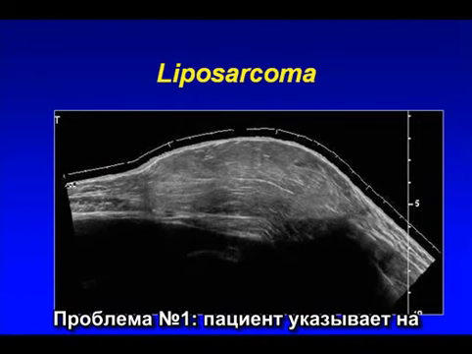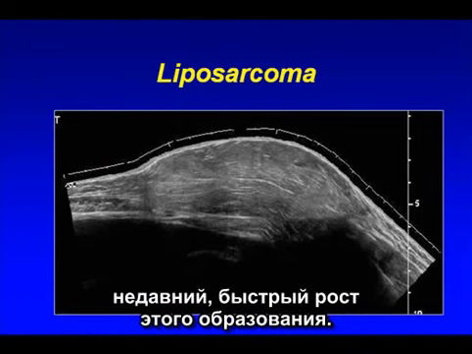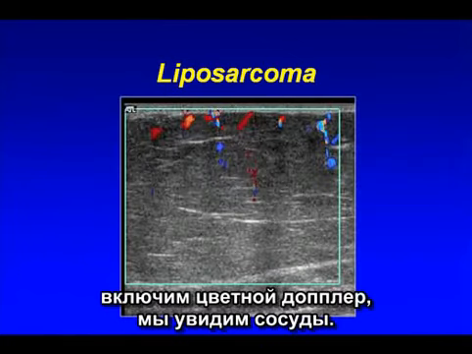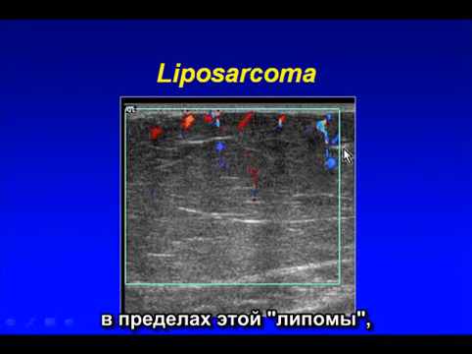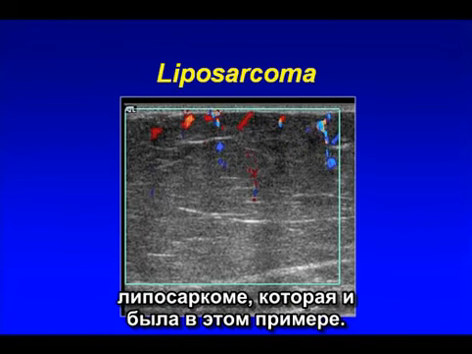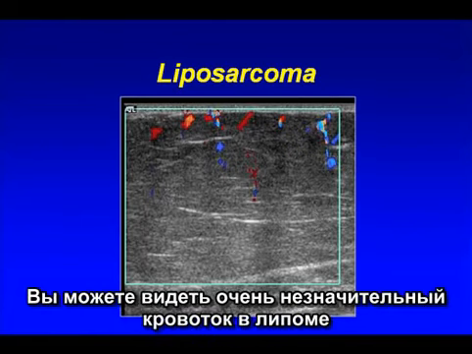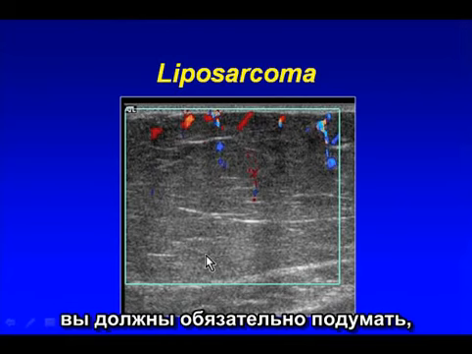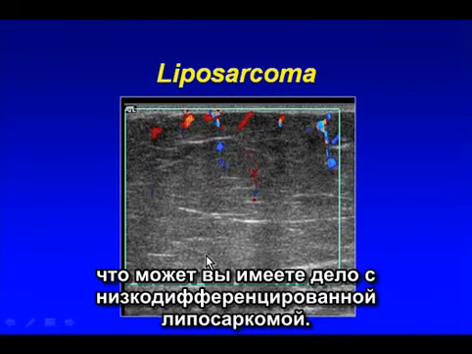Number one is that the patient said it had recently been growing very rapidly. And the second thing is that when we put the color Doppler on, we saw vessels, kind of irregular vessels within the lipoma, which made us think more that it was a liposarcoma, which is what it turned out to be. So you may see a dot or two of flow in a lipoma, but if you see this sort of neovascularity within it, you really have to think that you may be dealing with a low-grade liposarcoma.